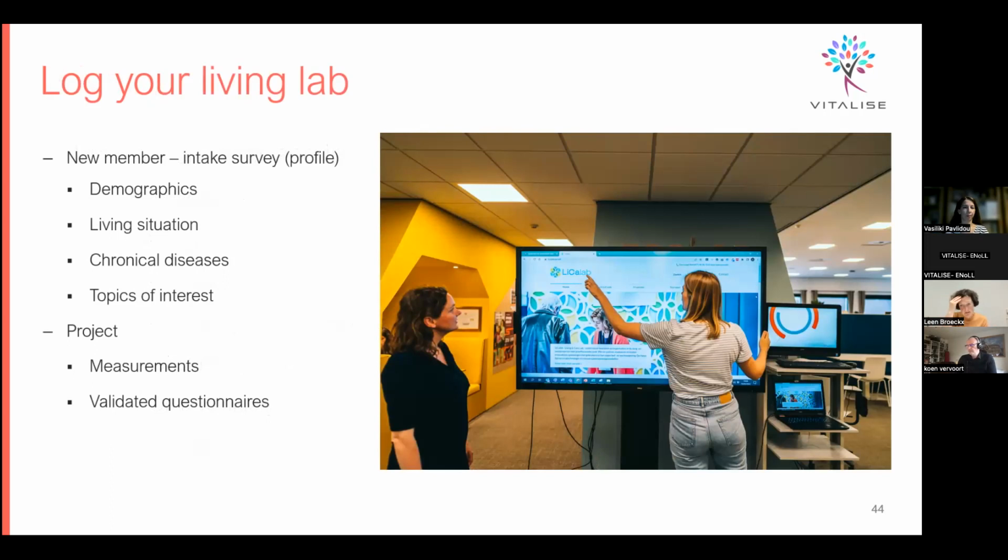And of course, during the past 10 years, we had a lot of projects and a lot of participants, and we really felt the need to log all those activities and all that data. So if a new member comes in to our platform, they fill out a very short intake survey so that we can make a profile of them. It includes some short demographic questions, a bit about the living situation, whether they have any chronic diseases, and what the topics of their interest are. And then if they really want to participate and be involved in a project, they become a participant in that project, and they fill out some measurements, some validated questionnaires as well. So with all those data, we can enrich their profiles through the projects.